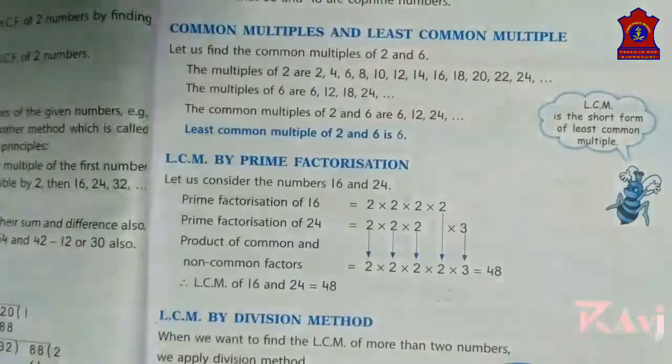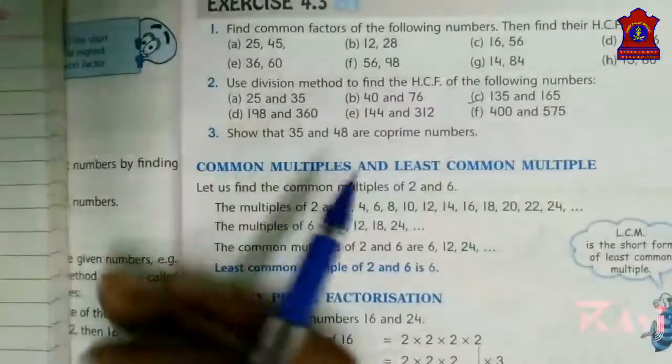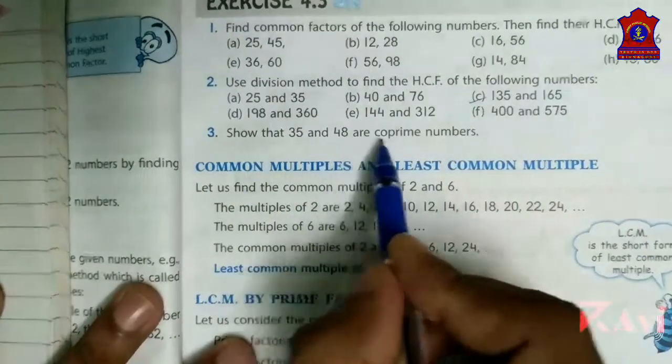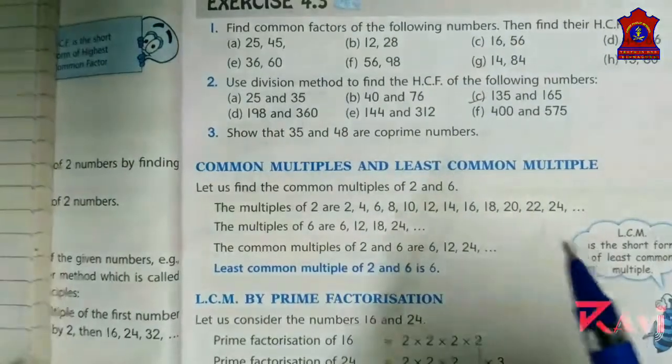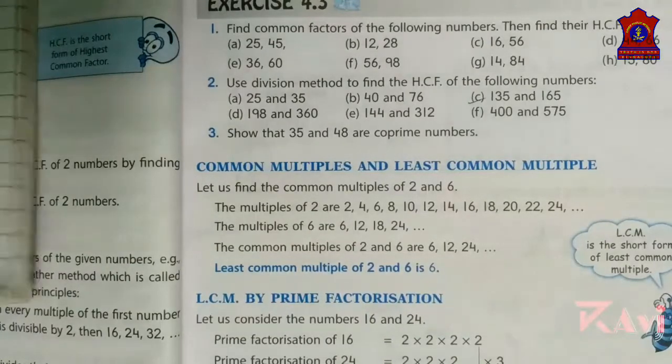Okay, what is the next question? Look at the next question. Question number 3. Show that 35 and 48 are co-prime numbers. First of all, you need to know what is a co-prime number. Any two numbers are called co-prime if their HCF is 1.